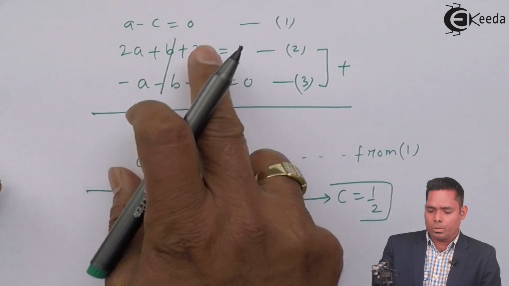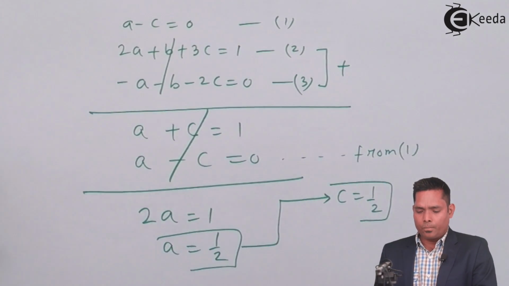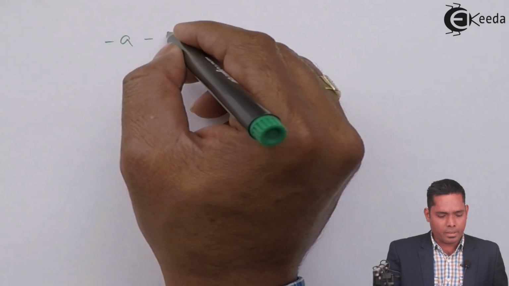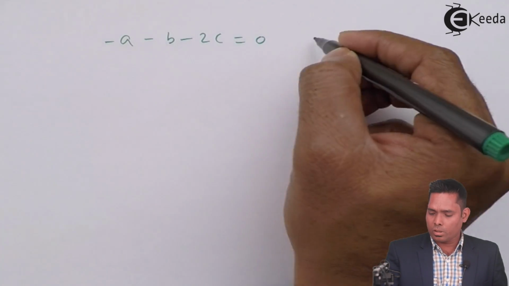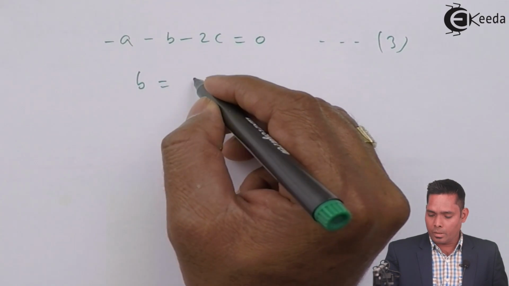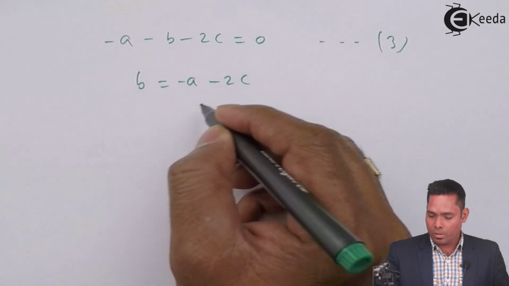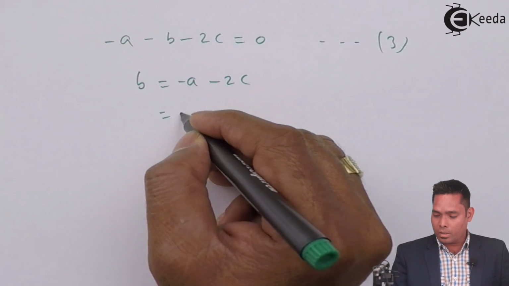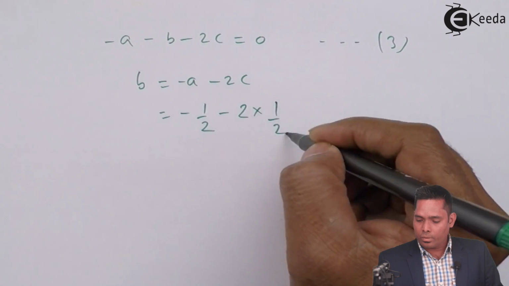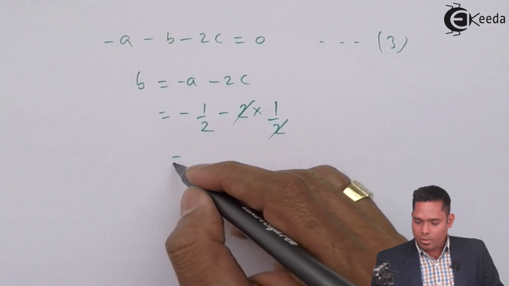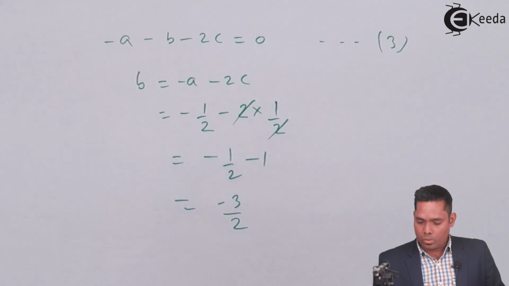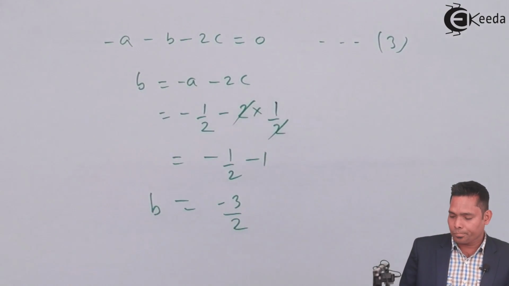Then I'll use any of the equations to get the value of b. Let us say the third equation, minus a minus b minus 2c is 0. Then b will be minus a minus 2c. a I got as half, and c I got as half. So this is minus half minus 1, that is minus 3 by 2. This is your b.